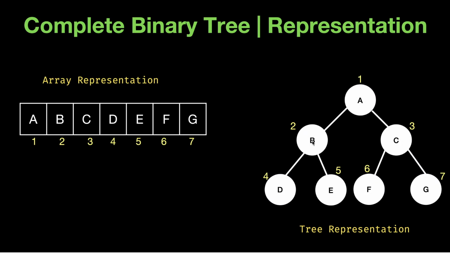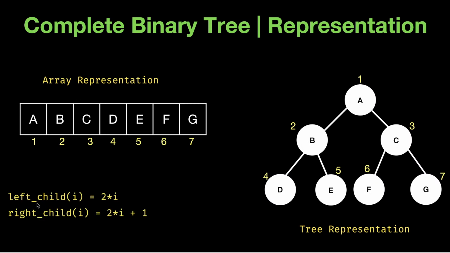That means if B is on index 2, then its left child D is on index 2 times 2, that is 4. If C is on index 3, then to go to the index of its left child, we have to go to 3 times 2 equals 6. And if you want to go to the right child, you have to multiply by 2 and then add 1. For the right child of C, 3 times 2 plus 1, that is 7.